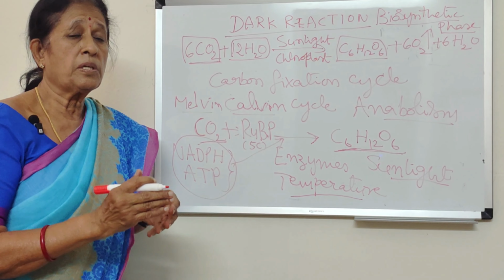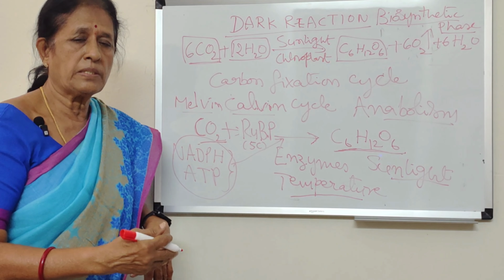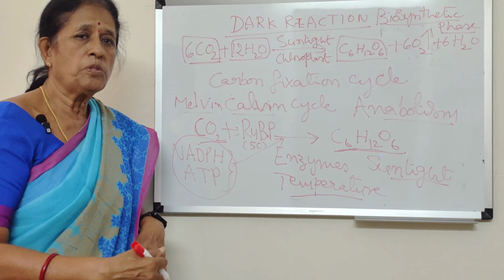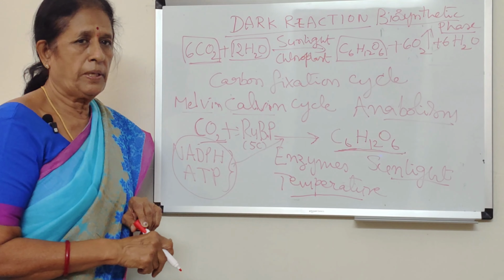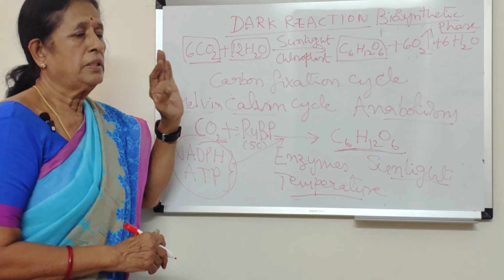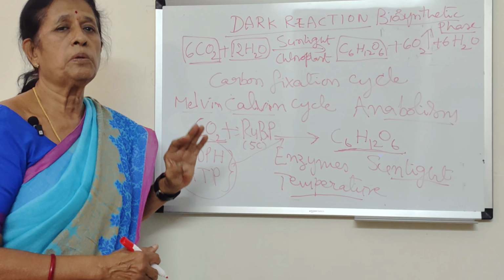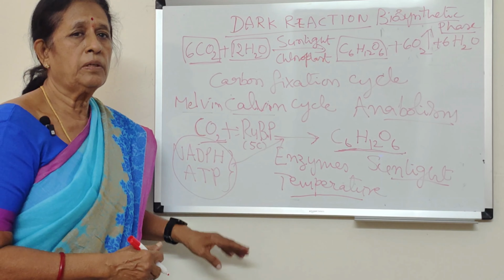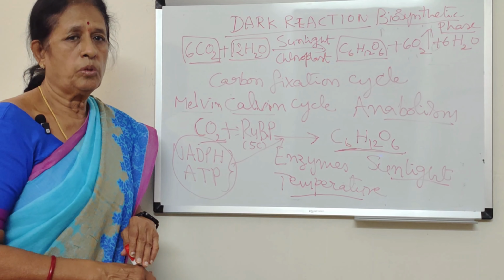The glucose is again supplied to all parts of the plant. So the transport is bidirectional. That means not only from upwards to downwards, but also from down to up. That means from all parts of the plant the food is supplied. So that is how the leaf has different parts. Each part of the leaf has its own role to play in the synthesis of food material. That is the mechanism of photosynthesis.